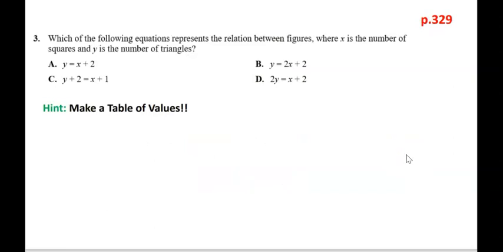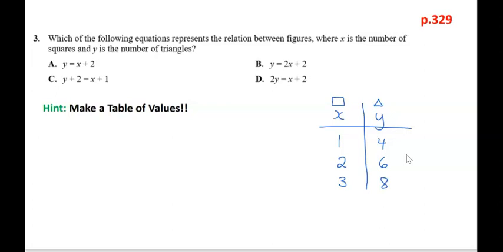So we're going to take a look at question 3, which of the following equations represents the relationship between the figures where x is the number of squares and y is the number of triangles? The best thing to do here is to make our table of values, showing that to ourselves. x is the squares, y is the triangles, and we can see by the visual that when we have one square, we have 4 triangles. When we have 2 squares, we have 6 triangles. When we have 3 squares, we have 8 triangles. And we don't have to go any further than this. We can clearly see our patterns.